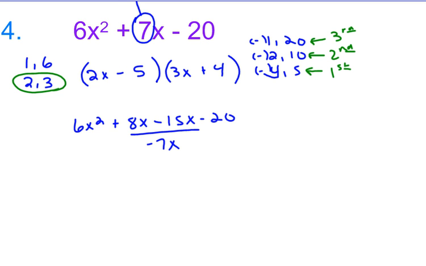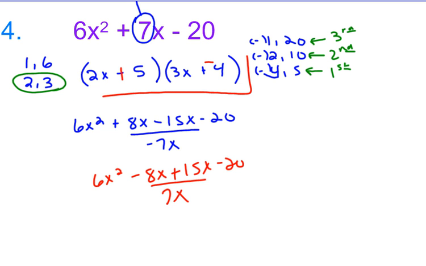Now, I needed 7x, right? And I got negative 7x. So what do I need to do to make that be a positive 7x? Hopefully you remember that you have to switch those signs. So if this was a positive 5 and this was a negative 4, look what happens when I FOIL that out. I get 6x squared minus 8x plus 15x minus 20. So now I get a positive 7x. So I don't have to change everything. I just have to change the signs if I get the same coefficient, but my sign is off. So this now would be my answer.